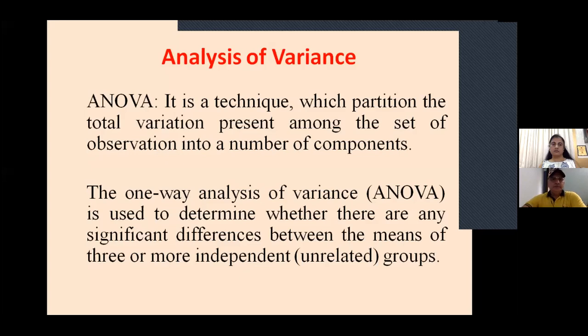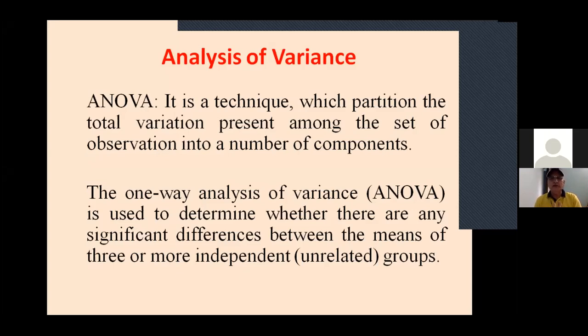What is ANOVA? It is a technique which partitions the total variation. Whenever data is there, variation will be there. So it partitions the total variation present among the set of observations into a number of components. Just wait for a moment. Analysis of variance is dividing the entire variation present in the data into certain components. You just remember this.